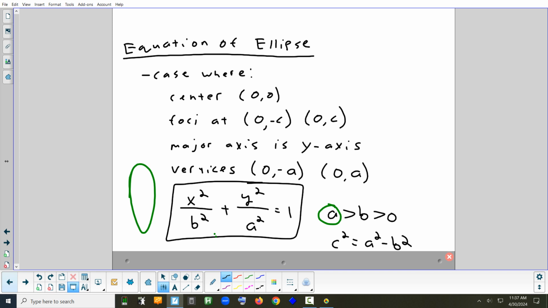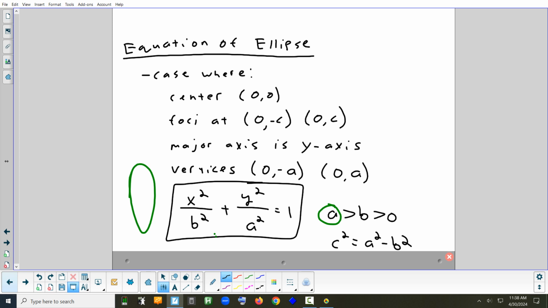So this is the case where the major axis is vertical. We already looked at the formula. The only difference is A and B switch places. Now the bigger letter is under the Y instead of the X. A is still bigger than B. B has to be bigger than 0. That's the same. And the relationship between A, B, and C is the same.